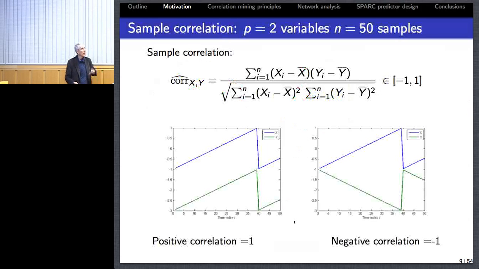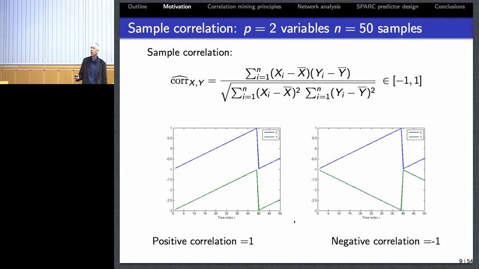So let's just go back and recall what correlation is. I don't want to insult your intelligence, but it's good just to remember. Yeah, let's get this out. Sample correlation is basically a measure of collinearity, right?